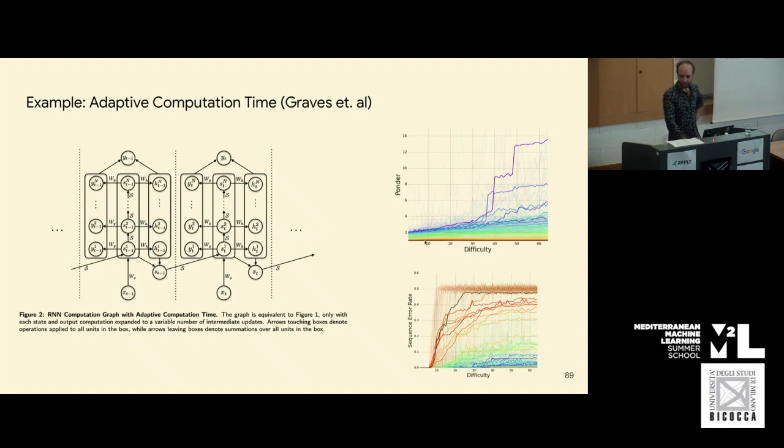And what they see through training is that there's this notion of difficulty here, and the bluer the curve, the further along in training it is. Initially the model does not know how to use the multiple steps. But as training goes on, the model learns to actually start using more steps of computation for the harder questions. And it leads to better accuracy.